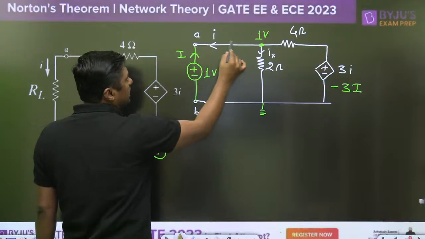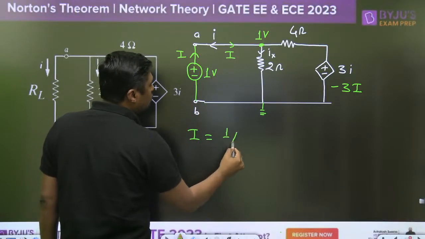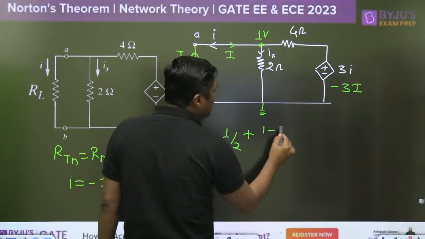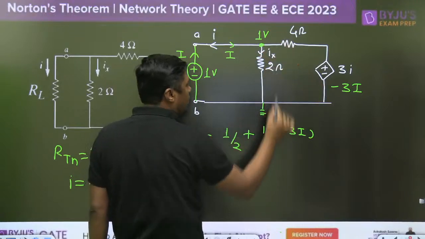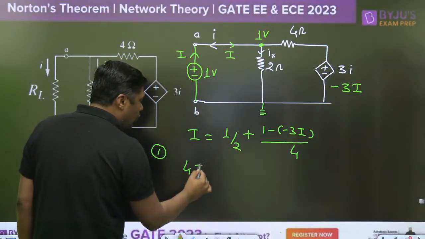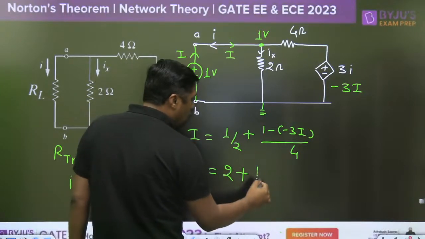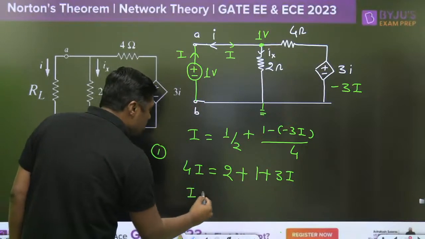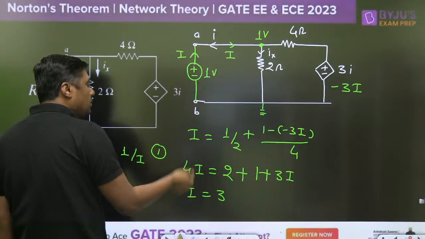What is the incoming current? This is the I, the incoming current. It will be (1 minus 0) by 2 plus (1 minus of minus 3i) upon 4. Already I have replaced. You can take 4 as the LCM. It will become 4i is equal to 2 plus 1 plus 3i. What is this? I is equal to 3. Tell me what is the 1 by I is equal to?